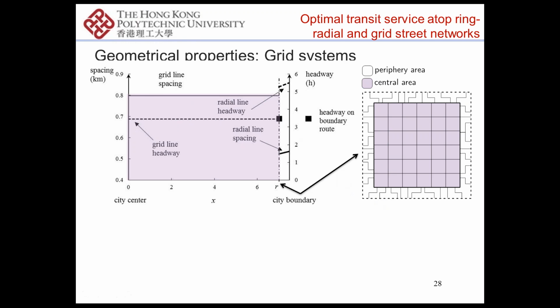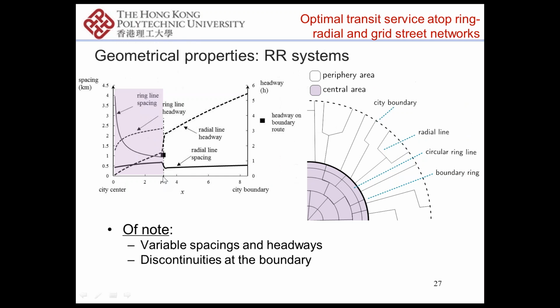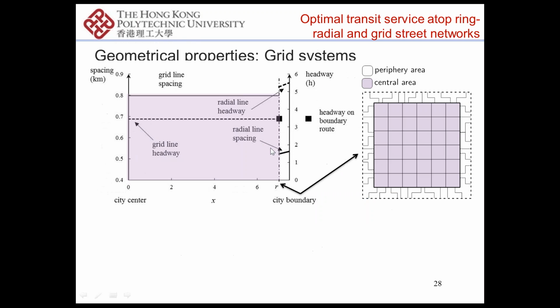So compared against the ring-radial system optimal design, there are three main differences. The first one is that we see that the optimal design of a grid network has a much larger central area. So the boundary is actually here. For ring-radial, the boundary is here. This is explained before because we just showed that the travel in a grid system is much less concentrated around the center. The second one is the spacing and headway for grid must be constant in the central area, and they are only allowed to vary in the periphery.